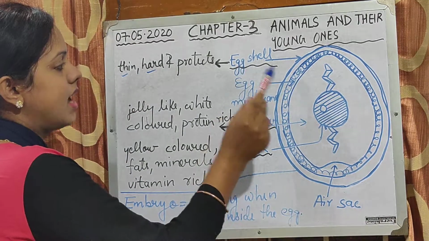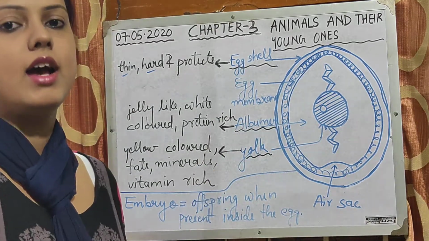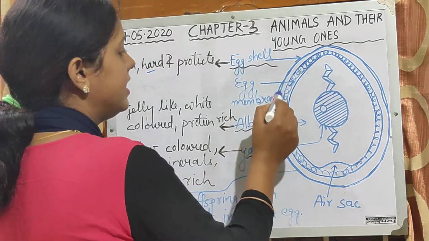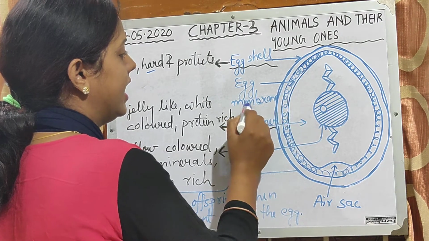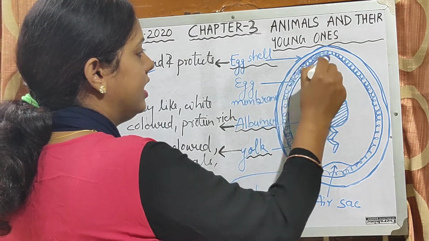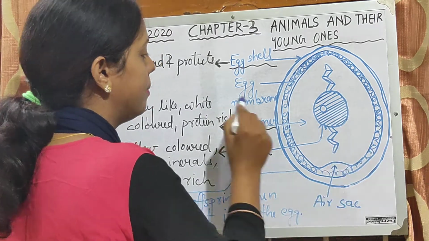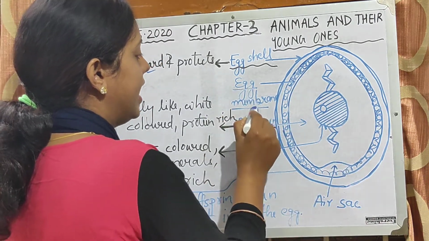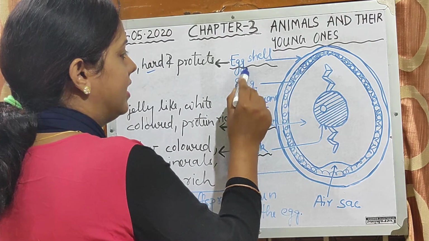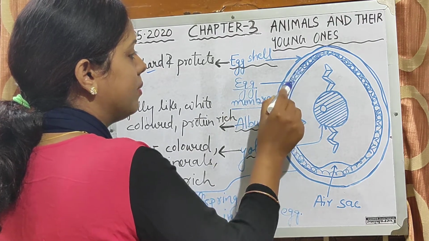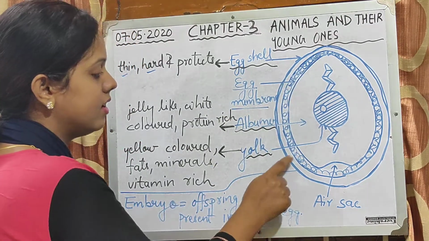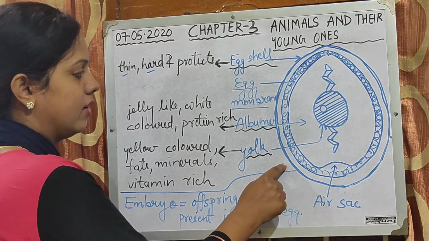Then inside the eggshell के अंदर, inside the eggshell is present the egg membrane. ये वाला जो spirally I have marked now, that structure is known as the egg membrane. And egg membrane is present inside the egg shell. Can you see the egg membrane? It is present inside the egg shell.